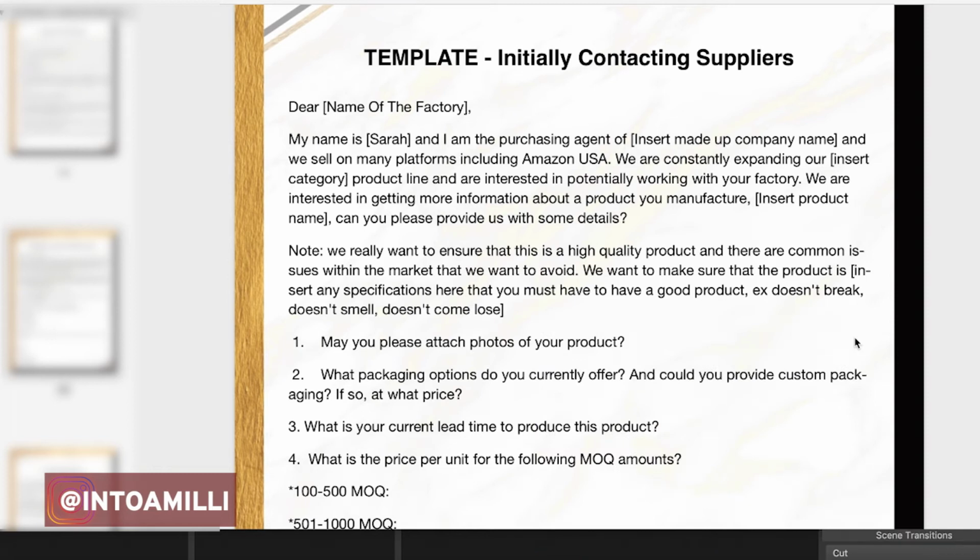Dear name of factory, insert the name of the factory. My name is Sarah, use an alias name, whatever you are, or your real name, and I'm the purchasing agent of insert made-up company name, because you most likely don't have your company yet since you are just sourcing this product, so just make something up that's relevant. And we sell on many platforms, including Amazon USA.